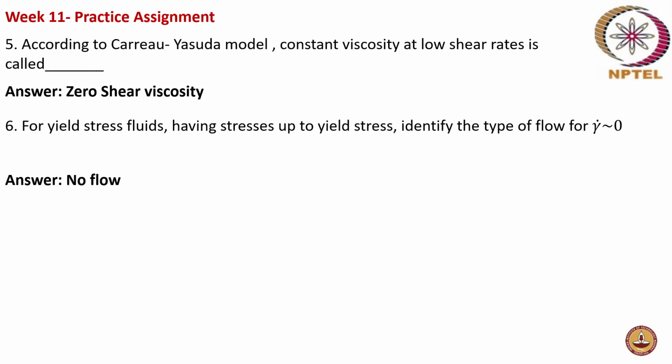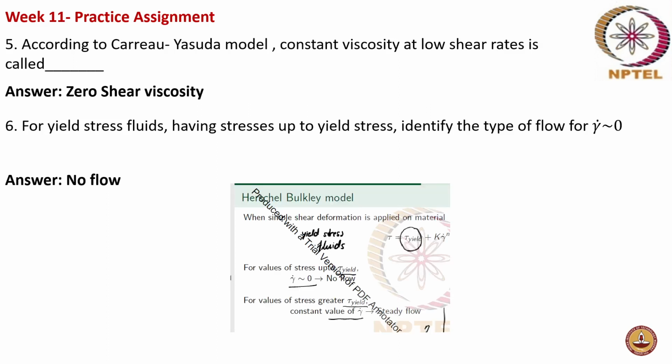It's generally a yield stress fluid. If you just look into the equation, this is the Herschel-Bulkley model. This is mainly for your yield stress fluids. The equation says that your stress is equal to yield stress plus K into gamma dot to the power n. And when your stresses are up to the yield stress, till the yield stress, it will not flow at all. Once it crosses that yield stress, once it starts yielding only, it can flow. Till then, your material cannot flow at all.